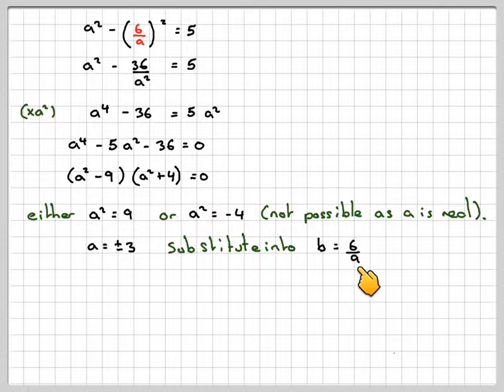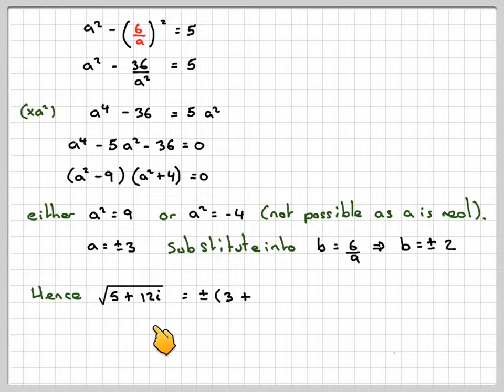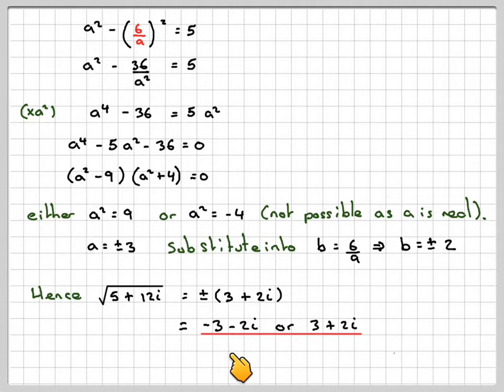Substitute into b is equal to 6 over a, and it's going to give that b is plus or minus 2, because we put 3 in there, we divide it into 6 and we get 2, and then obviously put minus 3 in there, we're going to get minus 2. So the square root of 5 plus 12i will be plus or minus (3 plus 2i), or we can write it out as minus 3 minus 2i, or 3 plus 2i.